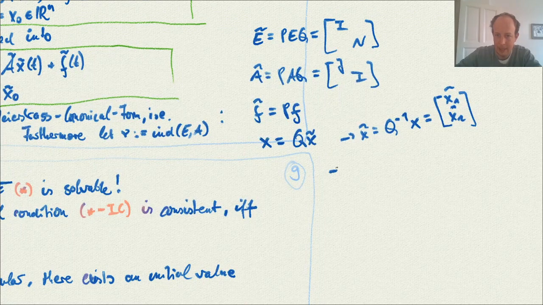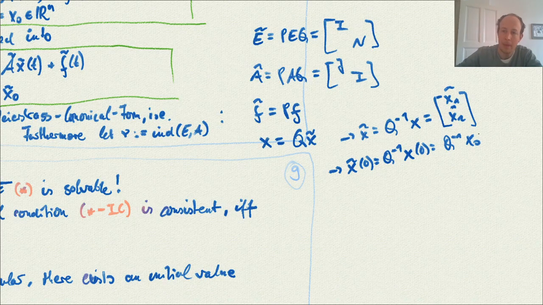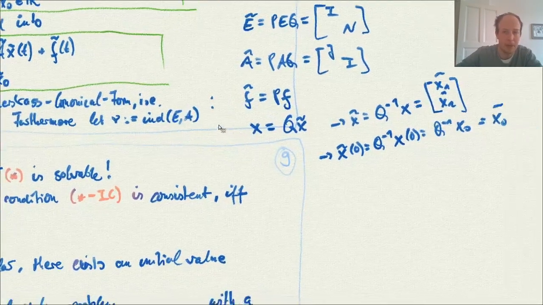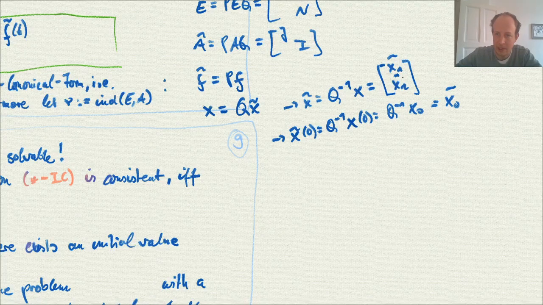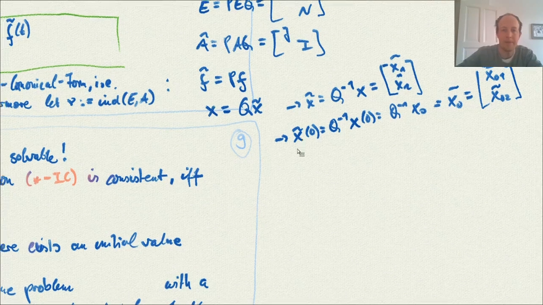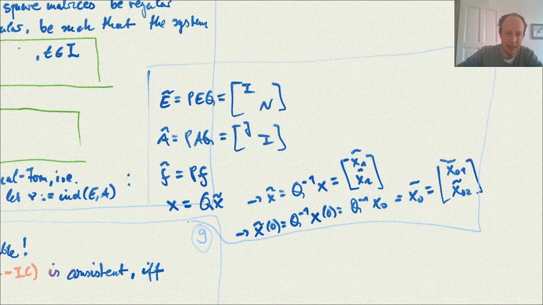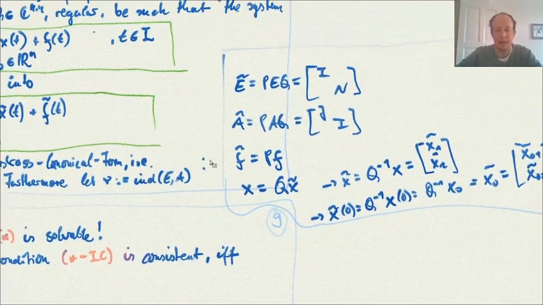And then in particular we will have that x tilde of 0 is Q to the minus 1 times x of 0, which is Q to the minus 1 times x0, which then should be the initial value for the transformed system. This also we will split accordingly, as x tilde 0,1 and x tilde 0,2. Okay, here we have it all on one slide, how these transformations are realized.